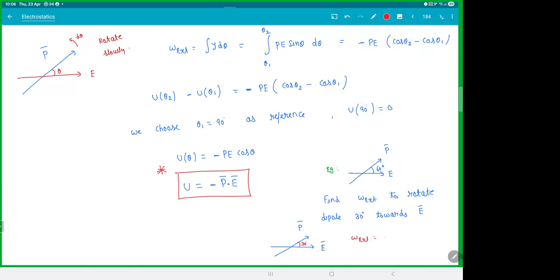Same thing. So work done by external is equal to change in potential energy, U final minus U initial. U final is minus PE cos 30. U initial is minus PE cos 60. Just be careful with the signs. Substitute there, you get the answer. That's a CET type question. You do get those kind of questions in CET. And if the mains paper is too easy, maybe you'll get one or two like that. Clear with this?